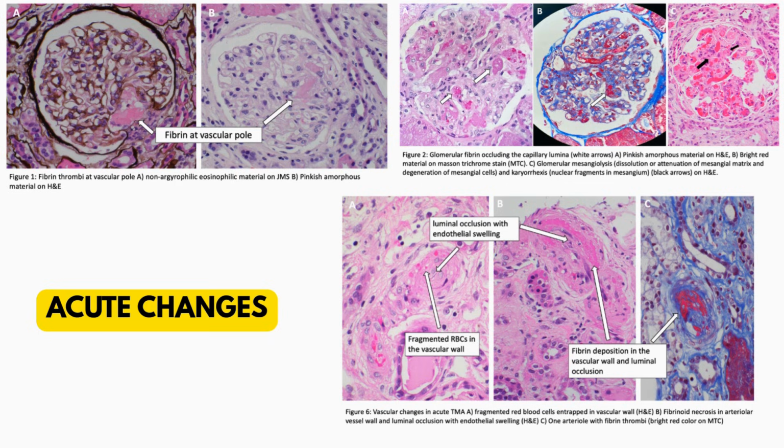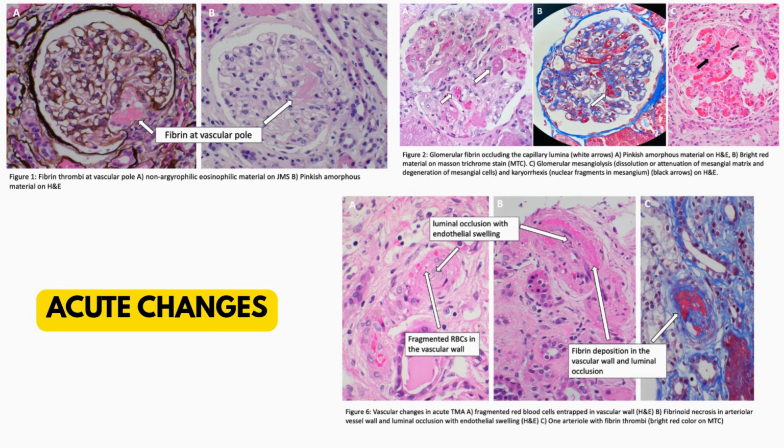These deposits physically obstruct the capillary flow and represent one of the earliest lesions of acute thrombotic microangiopathy. Now shift your attention to the image on the right side. Here the arrows highlight glomerular capillary occlusion by fibrin material.